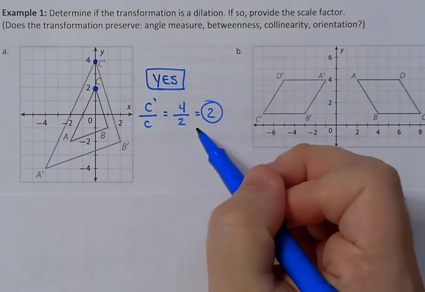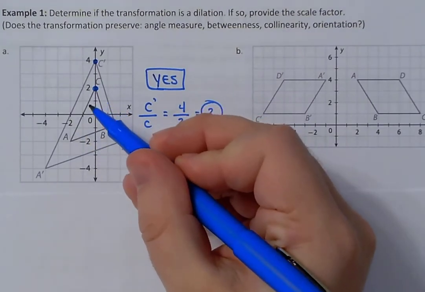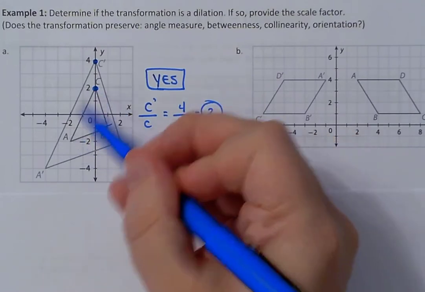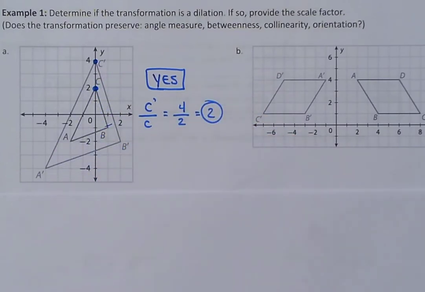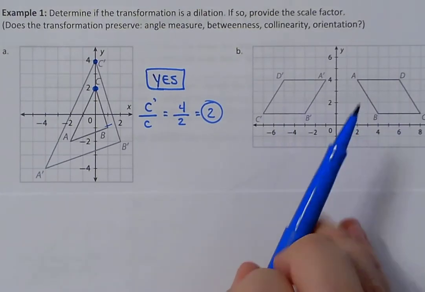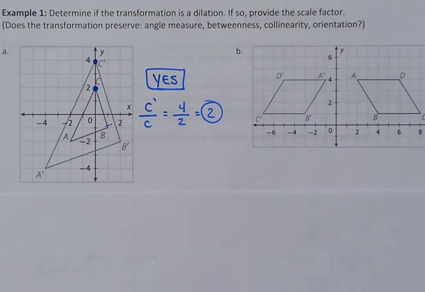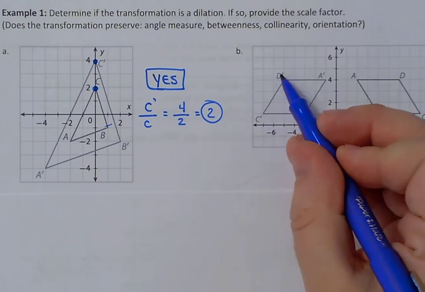So that is what this answer means: yes, it is a dilation, this shape got bigger and it preserved everything it needed to, and our scale factor was 2, meaning we multiplied this shape by 2 and it got bigger. So we doubled the size of the original triangle. Now, for part B, we first have to determine if this is a dilation. If we look at B, we have parallelogram ABCD, and then A prime, B prime, C prime, D prime.